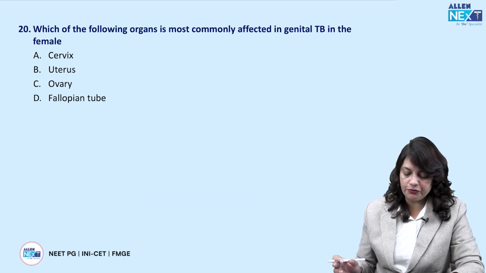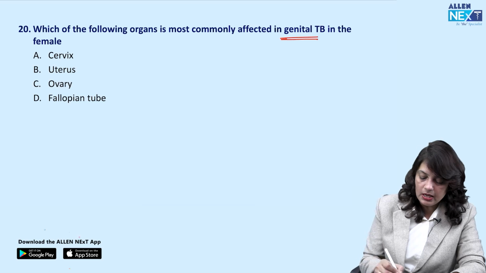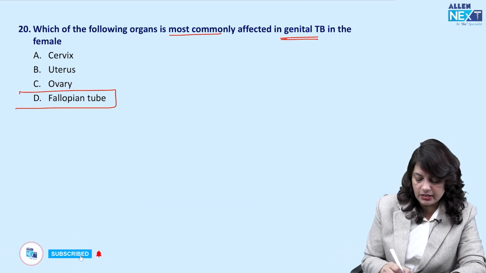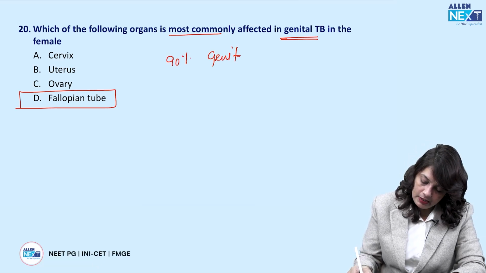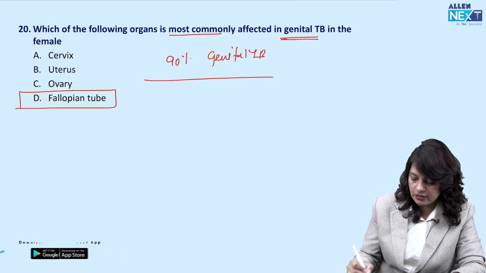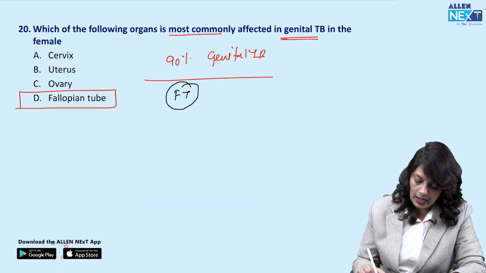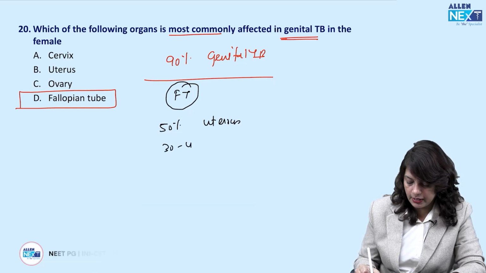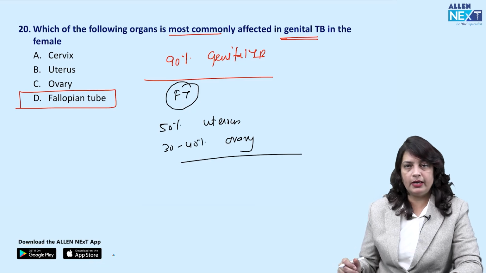Next, which of the following organs is most commonly affected in genital tuberculosis? Again, this is a very, very simple and straightforward question. The answer is fallopian tube. In 90% of genital TB, the fallopian tube is affected. Around 40 to 50% is the uterus causing endometritis. Around 30 to 40% is the ovary, causing oophoritis.